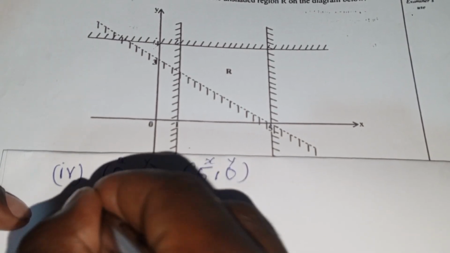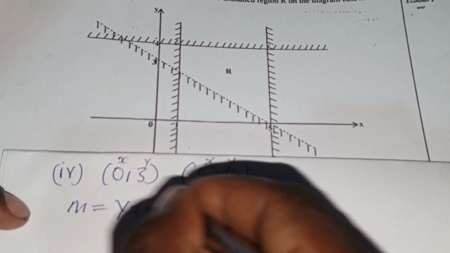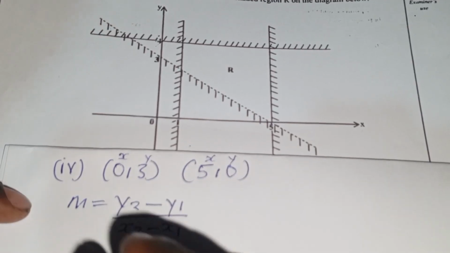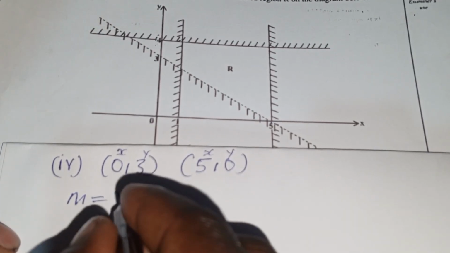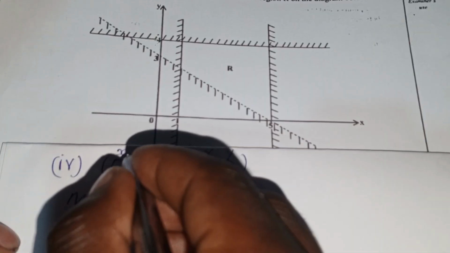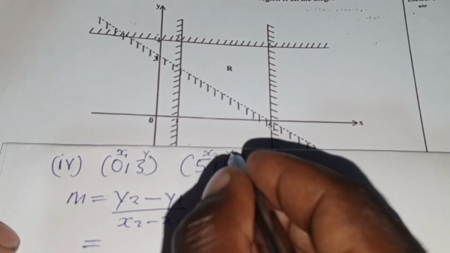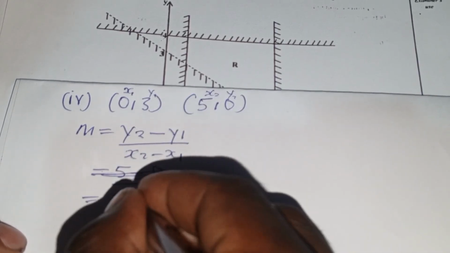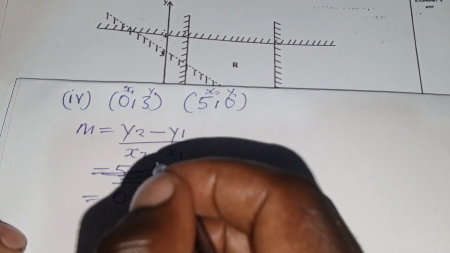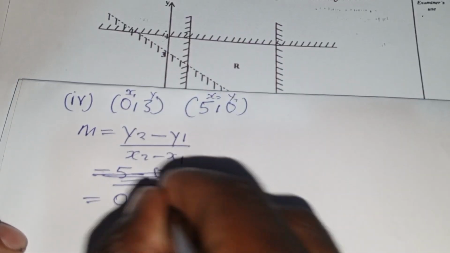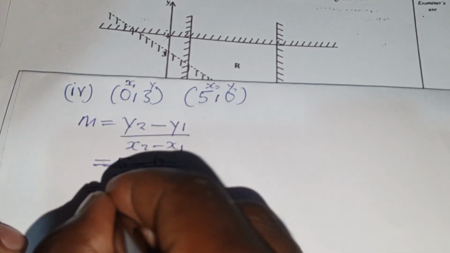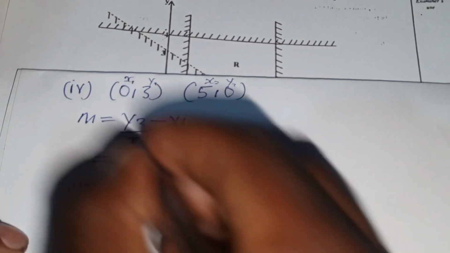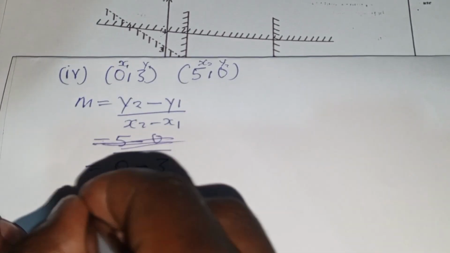gradient is equal to y2 minus y1 over x2 minus x1. So from here you know that this is your x1, y1, x2, y2. Here the y2 is 0 minus the y1 is 3. So the y1 is 3 there, over the x2 given is what? 5 minus the x1 given is what? 0.